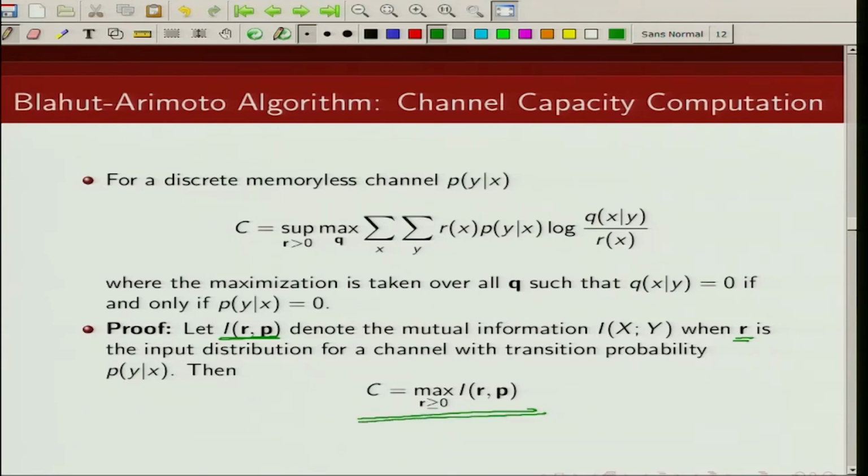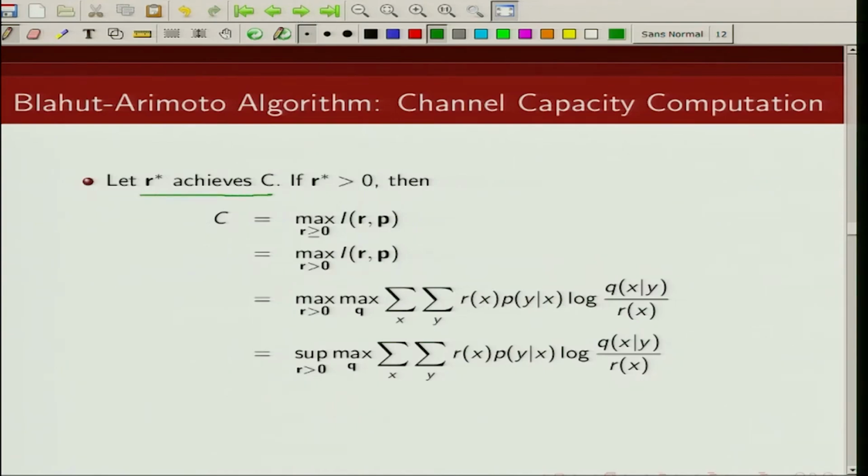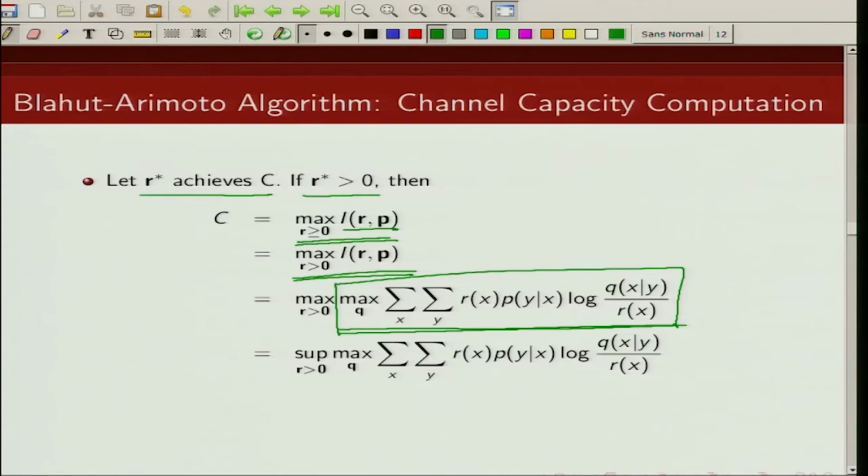Now capacity can be given as maximum mutual information, maximization over all input distributions R. Now let R star achieve capacity, and if R star is greater than 0, then we can write this as maximizing mutual information over R greater than 0. This becomes maximizing mutual information when R is greater than 0, and from the definition of mutual information we can write this in this particular way. And this is nothing but supremum over R greater than 0, maximizing over q of this function.